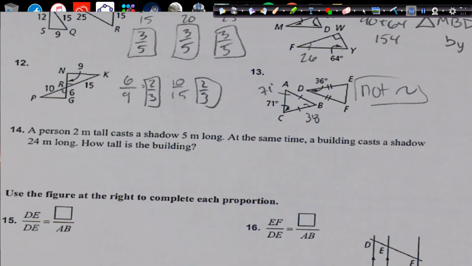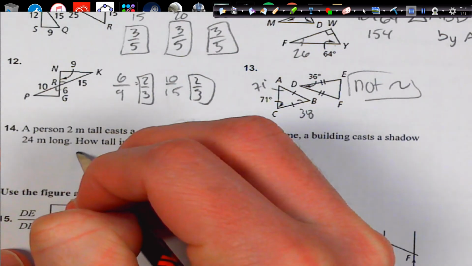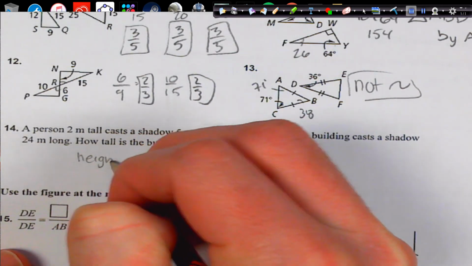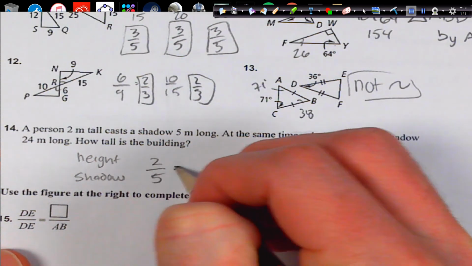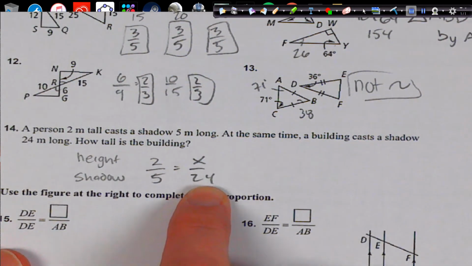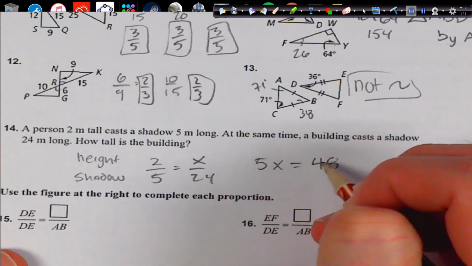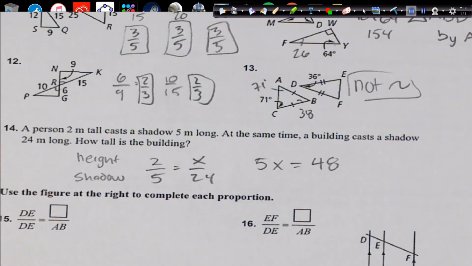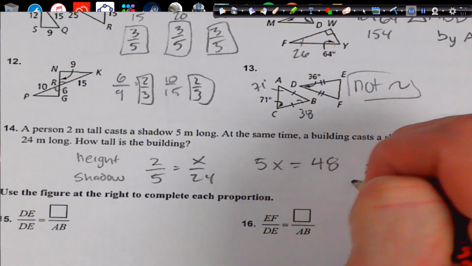A person 2 meters tall casts a shadow 5 meters long. At the same time, a building casts a shadow 24. How tall is the building? Okay, so we could do height and shadow. So the person is a 2 by 5, and the building is x by 24. I don't know the height of the building, but I know the shadow length. I know the height of the human, and I know the shadow. We're all in the same unit, so we're all good. So 5x equals 48. 48 divided by 5 is going to give us x is 9.6 meters.